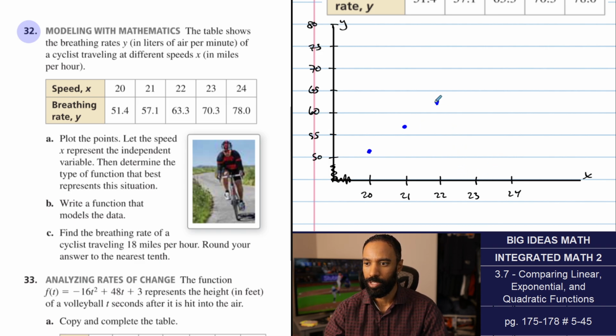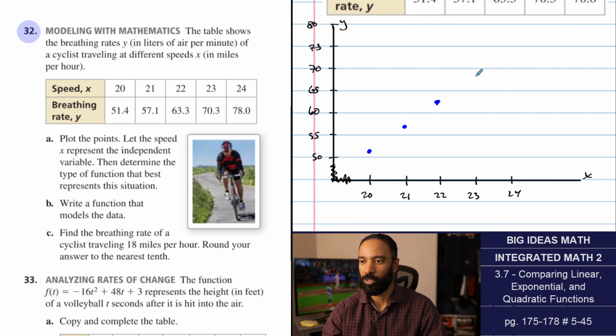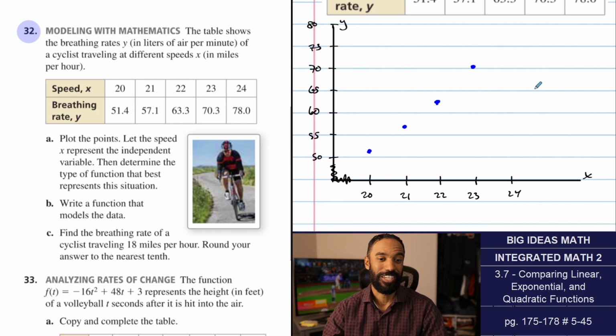This looks linear-esque. We'll see if that's what it is. 23 miles per hour, 70.3. Oh, that looks a little larger. Maybe not. Oh, maybe not linear. This is interesting. 24 miles per hour, 78. If I were a betting man, because this isn't maybe perfectly scaled, right? I'm not doing everything the best I can.